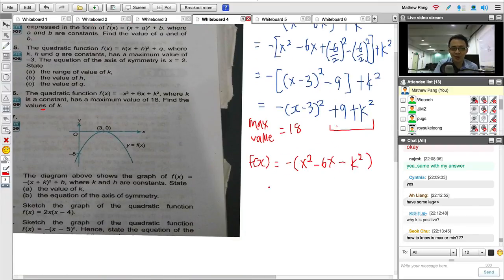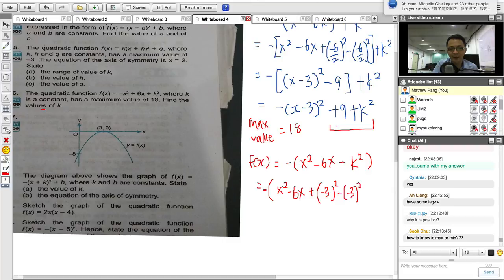Alright, so then I continue to factorize. So negative I put outside. The first term and second term I copy. The third term will be plus minus 6 divided by 2 is negative 3 square, minus negative 3 square, minus k square. Then we combine the first three terms. It will be x minus 3 square. This one will be minus 9 minus k square.